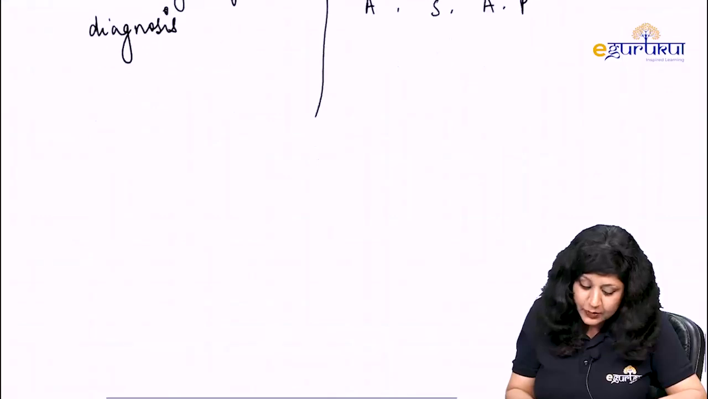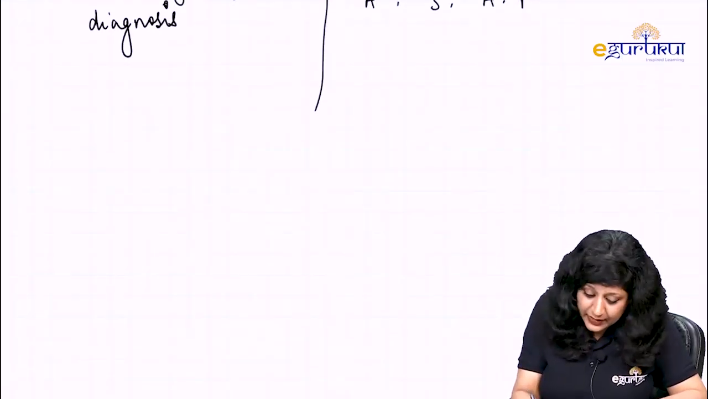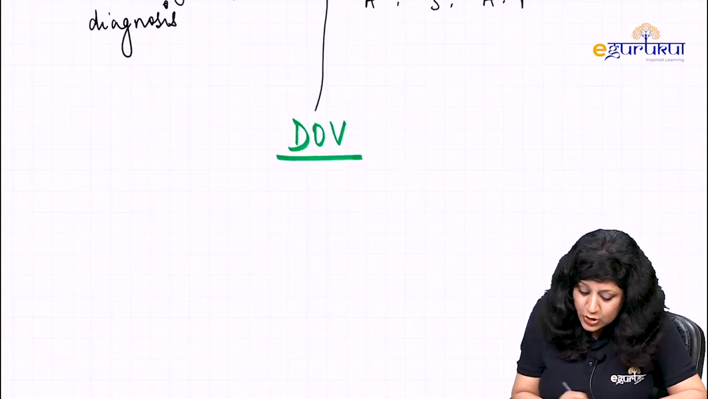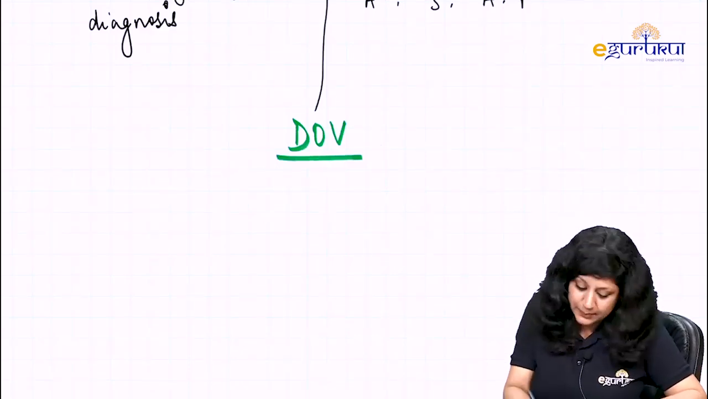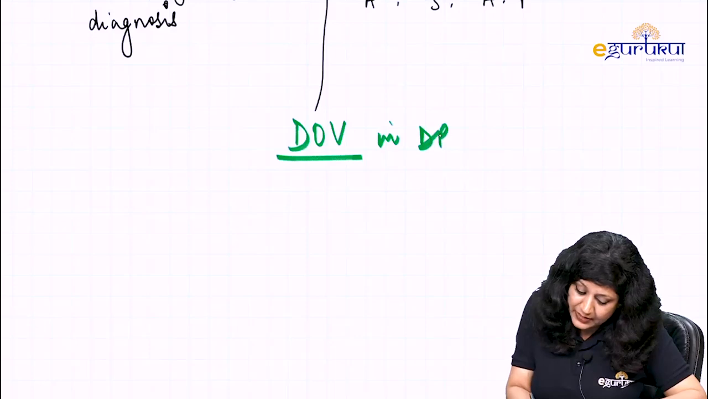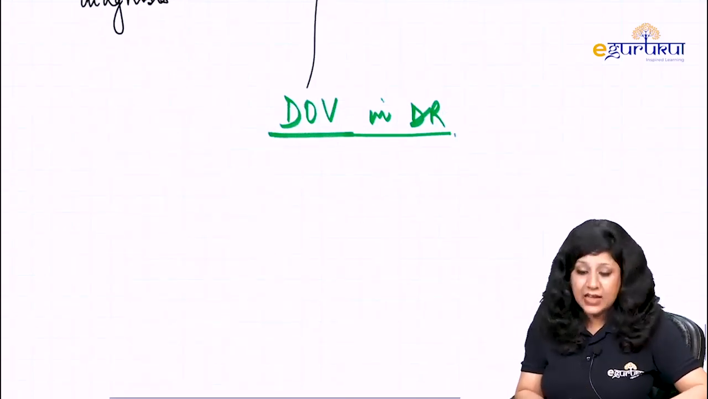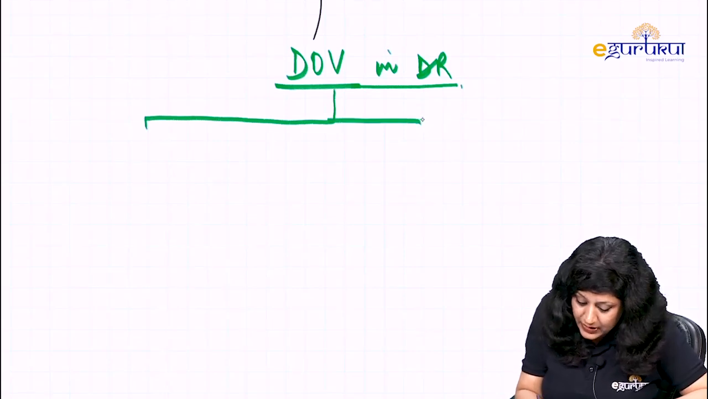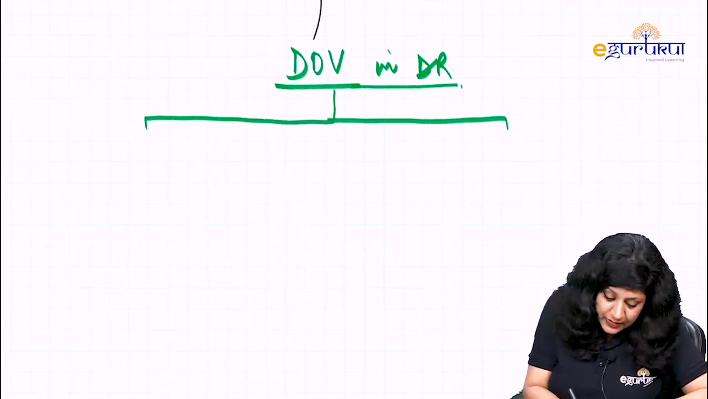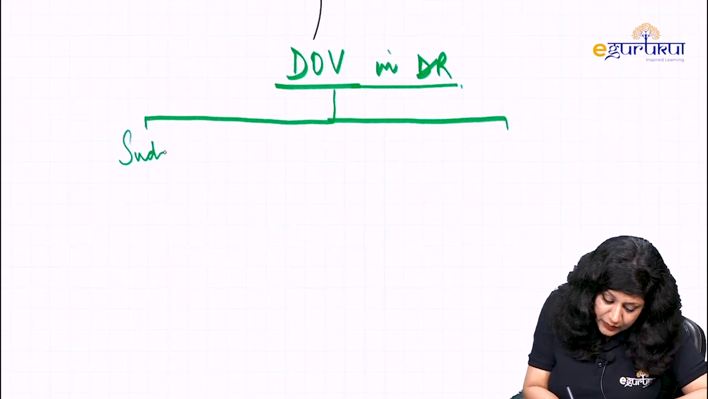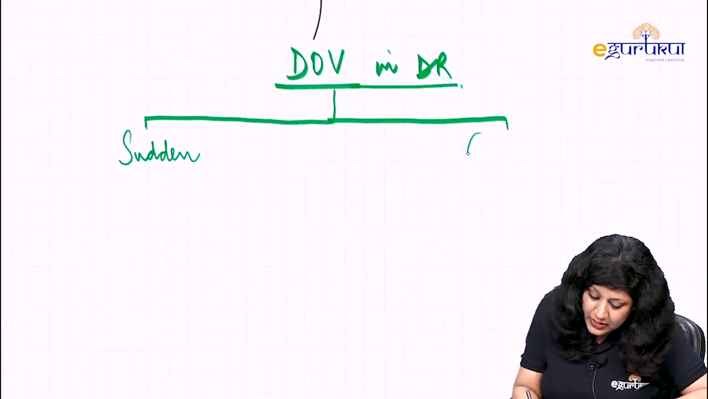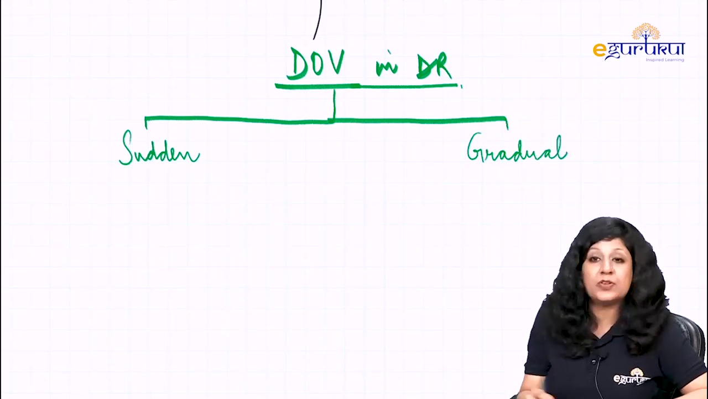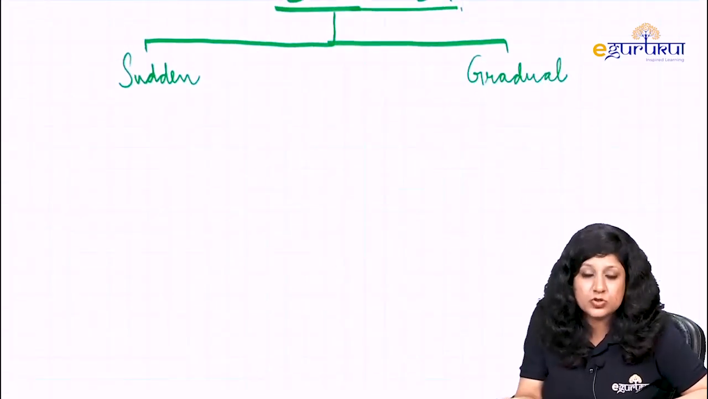Okay. Now, another important thing is the diminution of vision. The diminution of vision that takes place in a patient with diabetic retinopathy, I can divide into two parts: one is sudden vision loss and another is gradual vision loss.